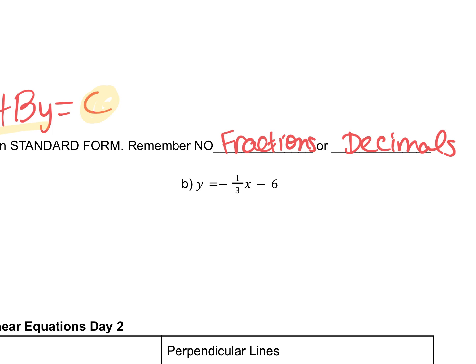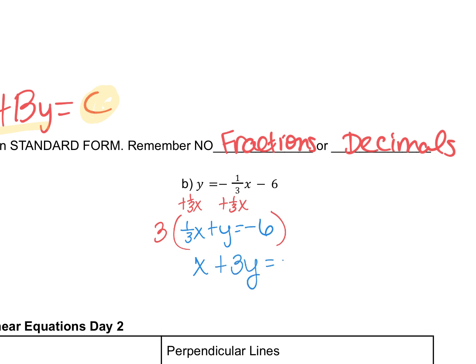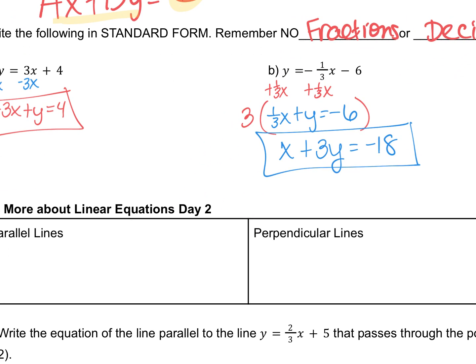Okay, and this next one, I'm going to have to move that x term over by adding 1/3 x. So this would be 1/3 x plus y equals negative 6. Now, this one does have a fraction in it, so what do I need to do to get rid of that fraction? Multiply. When you multiply one thing, you must do the rest of the things. So 3 times 1/3 x is just x, plus 3y equals negative 18. And make sure you multiply all three terms. Don't miss any of them.